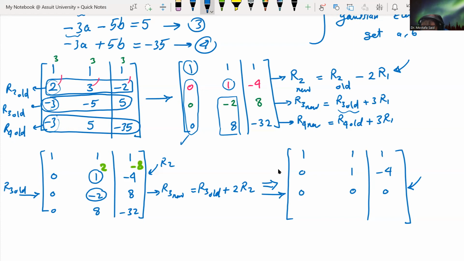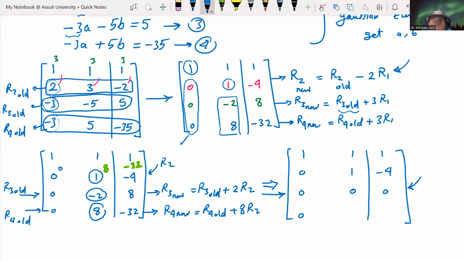Okay, let's now do this for R4. Let's remove the 8 to make it 0. We should multiply R2 by 8, which gives minus 32, then add. So R4 new equals R4 old plus 8R2. Of course, 8 times 0 is 0, so 0 plus 0 is 0. 8 minus 8 is 0. Minus 32 plus 32 is again 0.